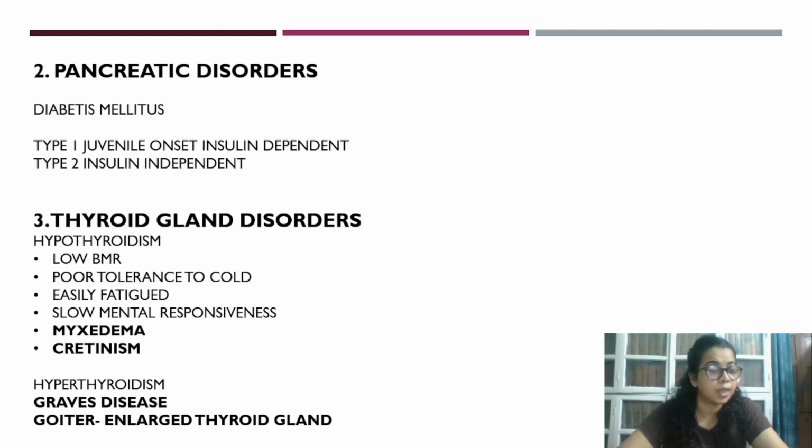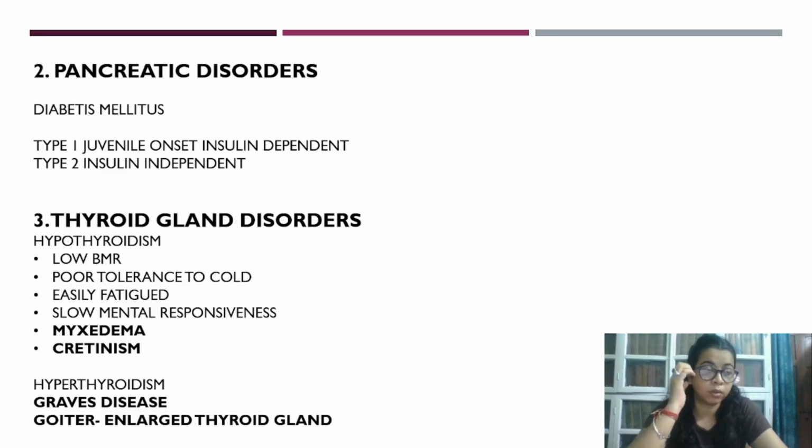What does type 1 juvenile mean? This can be detected from very early childhood. The beta cells, as you know, the pancreatic cells, are responsible for the secretion of insulin. What is the role of insulin? It decreases the level of glucose if the glucose level in our blood is very high. So what does it do? It will result in this.